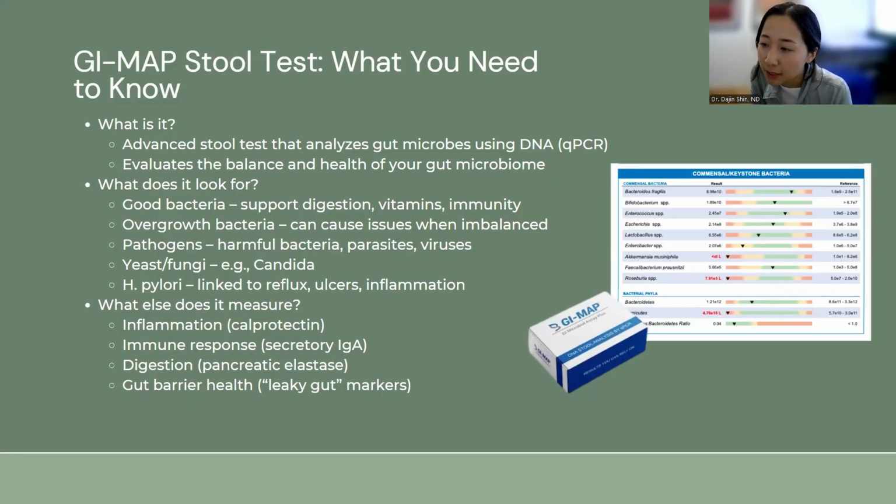It looks at beneficial bacteria, opportunistic bacteria, and true pathogens, as well as things like yeast overgrowth and H. pylori. It also measures markers for inflammation, immune activity, digestion, and gut barrier health. And this makes it helpful for identifying imbalances and guiding more personalized treatment plans.